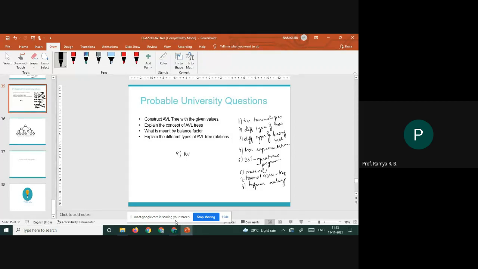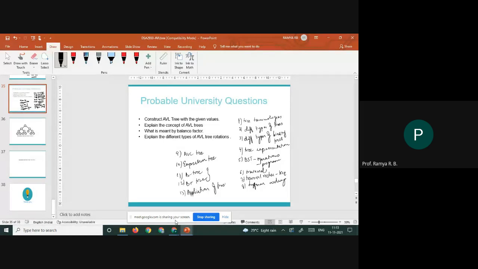Another one is AVL tree operations, rotations, construction question. Expression tree, again a 5 mark question. B trees construction, B plus tree construction. Difference between B tree and B plus tree can also be asked. Applications of tree data structure can also be asked. Okay, so these are all the probable questions from your fourth module.